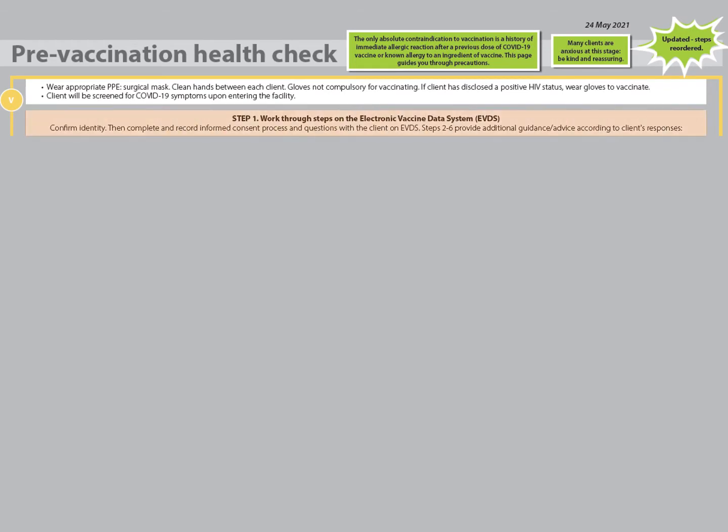Step 1 instructs you to work through the steps on the EVDS. This requires that you confirm the client's ID and go through the medical questions and obtain consent. A note here informs you that steps 2 to 6 in the job aid will help you to decide if any action is needed according to the client's responses to these questions. Let's take a look at what you'll see on the EVDS.